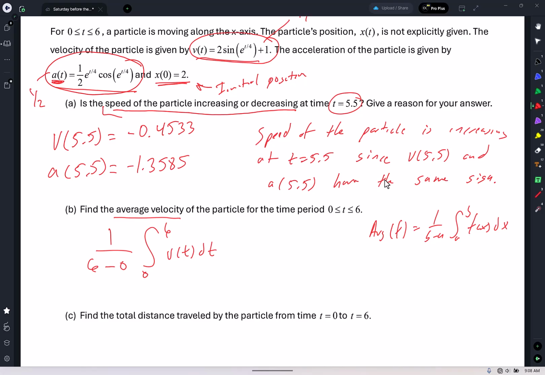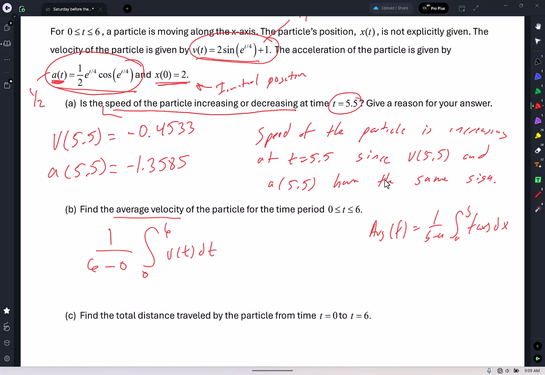Does that make sense, guys? If they would have told me average acceleration, I would have done 1 over b minus a, integral of acceleration. But they wanted average velocity, so there it is. If you want the average of anything, there it is. Sometimes they say average rate of change, which is y2 minus y1 over x2 minus x1. But this is average velocity, so you take the velocity, you integrate it, and you divide by the time.